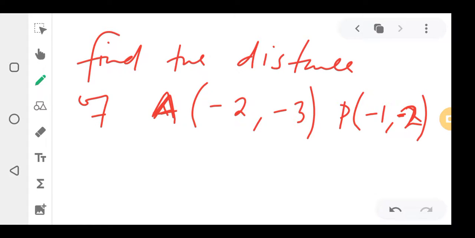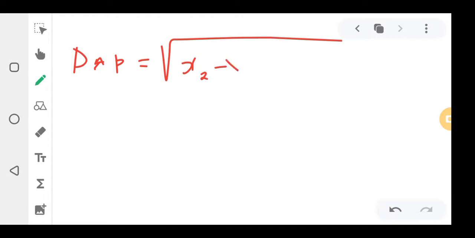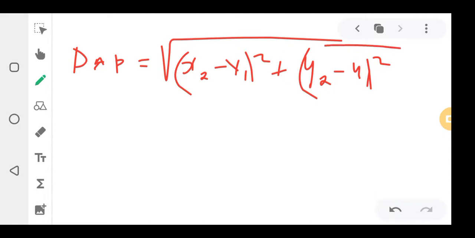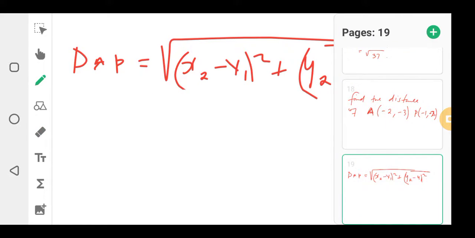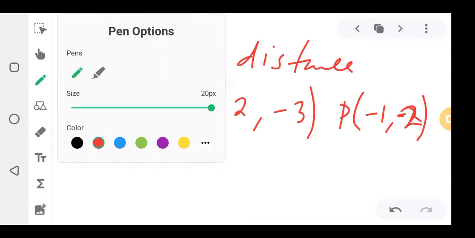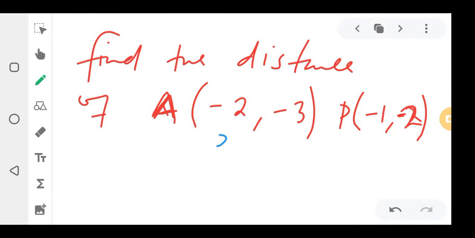So what's the first thing you do? To find the distance, you write the distance formula. The distance of AP is equal to the square root of (difference in x) squared plus (difference in y) squared. Then you pick the points: x1, y1, x2, y2.